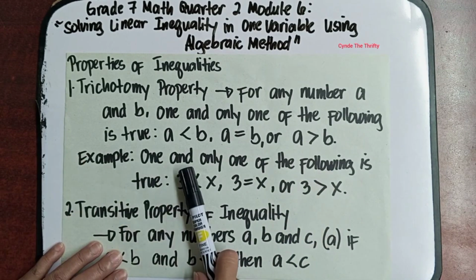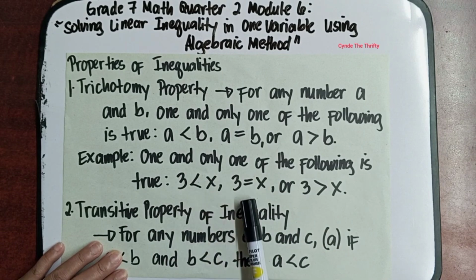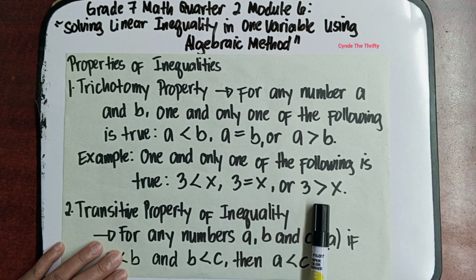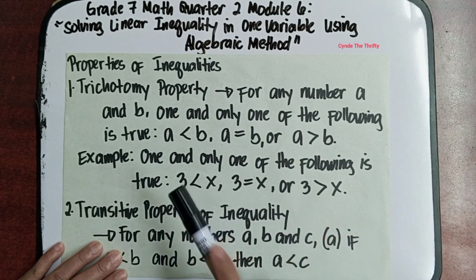Example, one and only one of the following is true. So 3 is less than X, 3 is equal to X, or 3 is greater than X. So isa lang talaga dito ang pwedeng maging totoo. Hindi pwedeng magsabay silang tatlo.